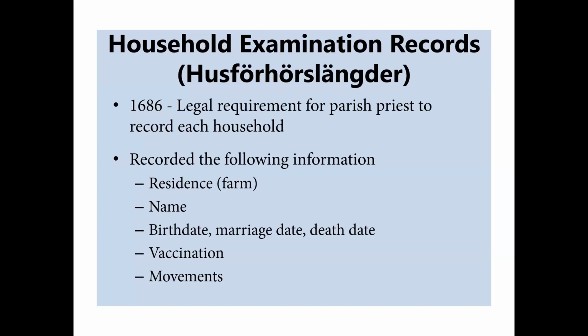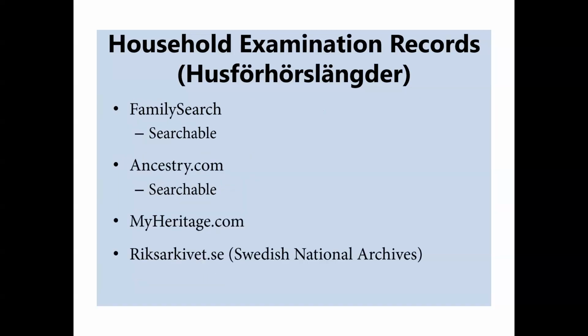Starting in the 1680s, every priest had to record each household, and they're like mini censuses. They record where they're living, name, biographical information, again the smallpox vaccination, and when folks are moving from farm to farm. I'm sure folks have run into them. They're searchable on Family Search, Ancestry, some on MyHeritage, and all of them are available at the Swedish National Archives. These searchable collections, most of them start in the 1880s, but you will find them again all the way back until the 17th century.